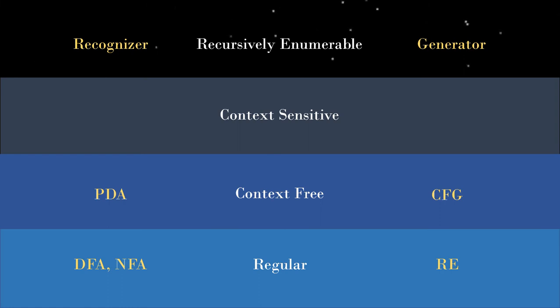So, for example, any language that can be recognized by a DFA can be generated by a regular expression and vice versa. Bear in mind that the recognizers and generators of a higher level are also valid for all lower levels. Each level is strictly contained in the one above. Hence, there exist CFGs and PDAs for all regular languages too.